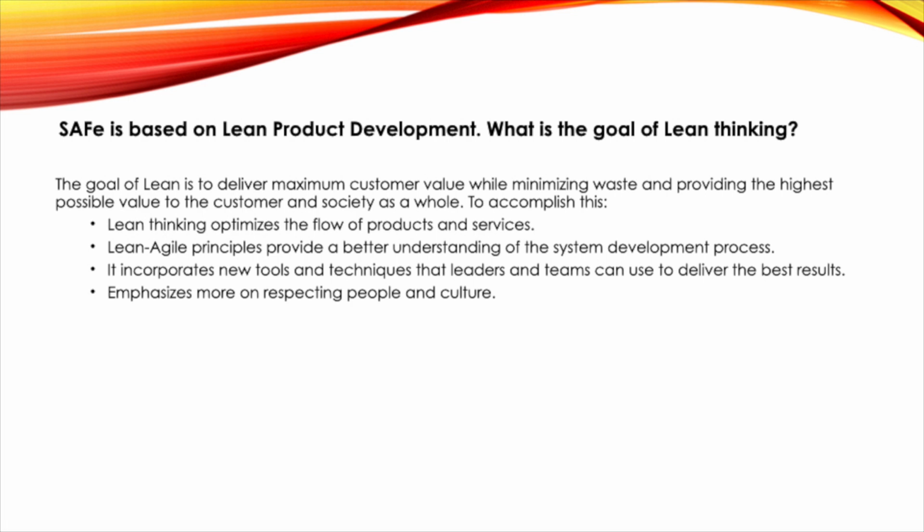Lean Agile principles provide a better understanding of the system development process. It incorporates new tools and techniques that leaders and teams can use to deliver the best results. It emphasizes more on respecting people and culture.